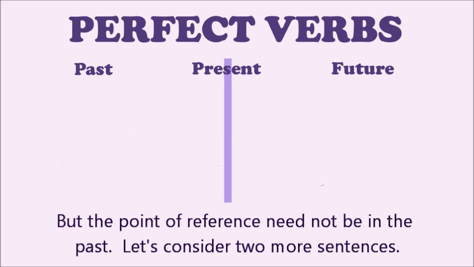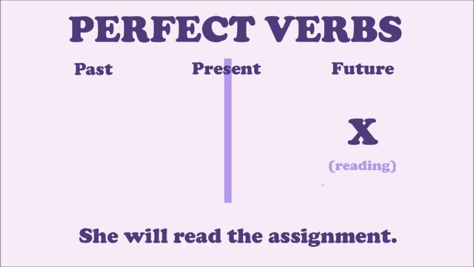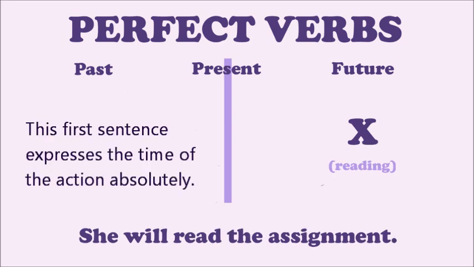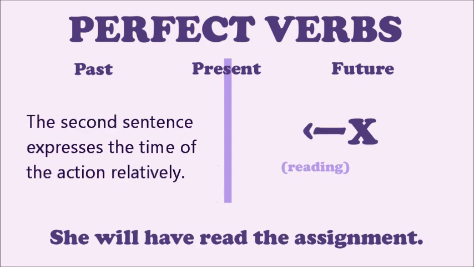But the point of reference need not be in the past. Let's consider two more sentences. She will read the assignment. She will have read the assignment. The first sentence expresses the time of the action absolutely. The second sentence expresses the time of the action relatively.